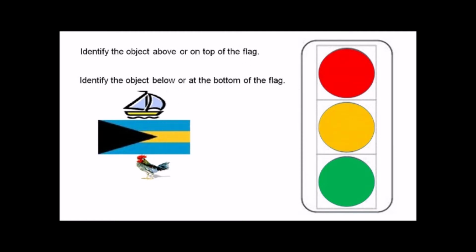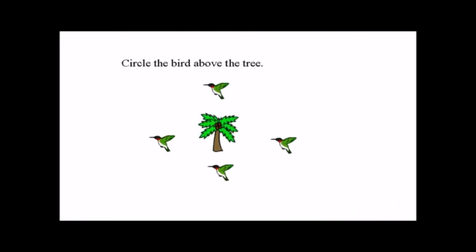Or you can also look at the traffic light situation again, and here I have a question where identify the object above or on top of the flag, identify the object below or at the bottom of the flag, and then the traffic light situation again you can bring into play and look at the color for the lights. Make sure they know colors before you get to the traffic light, and then they will be able to understand it better. If not, then you have to teach those, the red, yellow, and the green, before you do the traffic light.